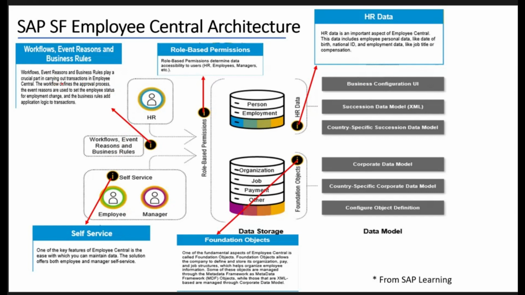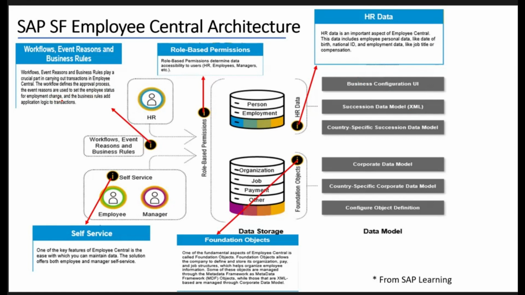The workflow defines the approval process. For example, if the employee applies for leave, it has to go to the employee's manager. So these are defined in the workflows, and the workflow defines the approval process. The event reasons are used to set the employee status for employment changes. For example, if the employee has got a promotion, in order to change the employment information of the employee, we should give the reason.